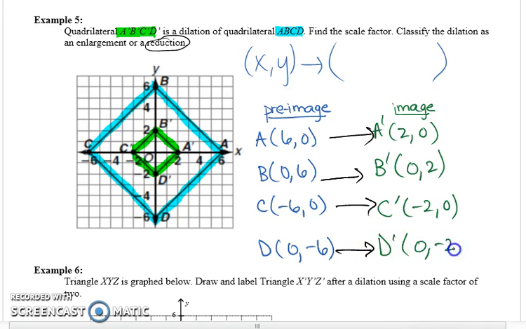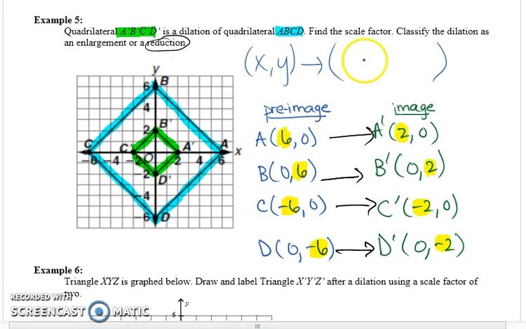becomes 0, -2. So notice that the zeros stay the same, but that makes sense because whenever you perform a dilation, when you multiply anything by 0, it stays 0. I would encourage you to look at the numbers. We went from 6 to 2 for point A to A prime. We went from 6 to 2 again for point B to B prime. We went from -6 to -2 in C to C prime, and again -6 to -2 from D to D prime. So it looks like what's happening is we're taking the coordinate points in our pre-image and we're dividing them by 3.